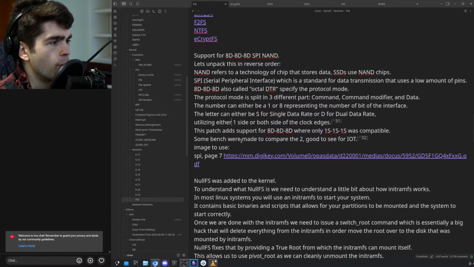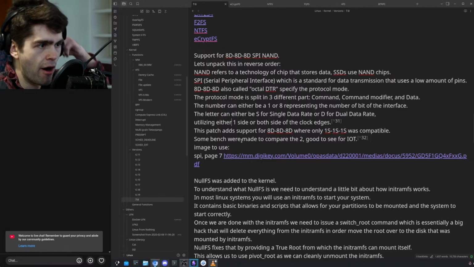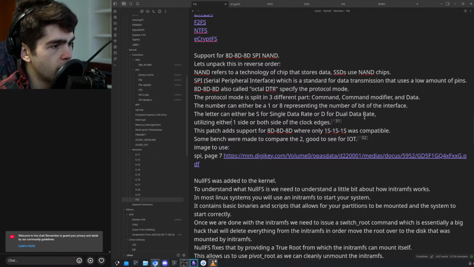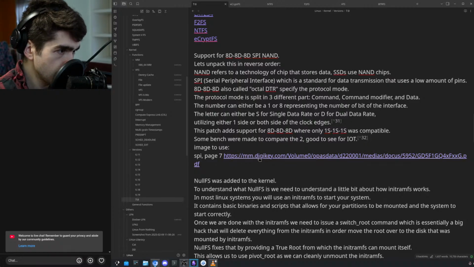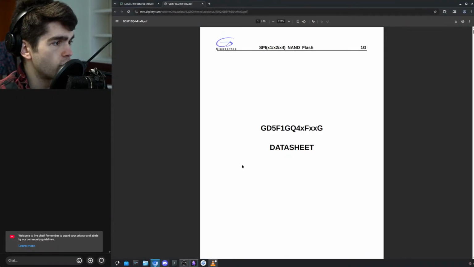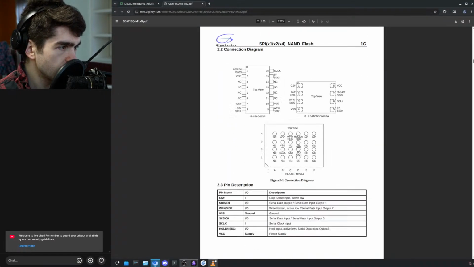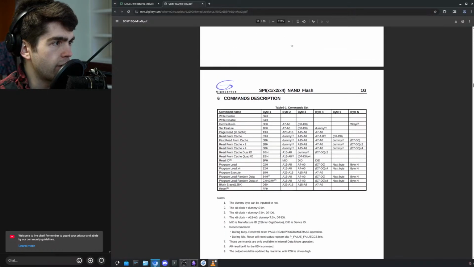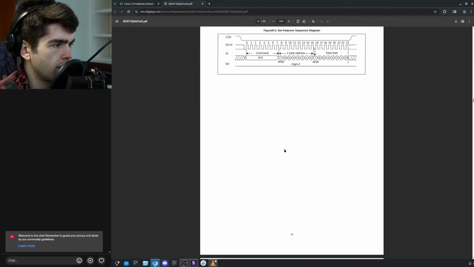This patch adds support for AD where only 1S was compatible. Some benchmarks were made to compare the two. Good to see for IoT. And when we look at the bench, we see the plus 50% performance, which is cool. And I have this little image to have an idea of what an SPI chip looks like.